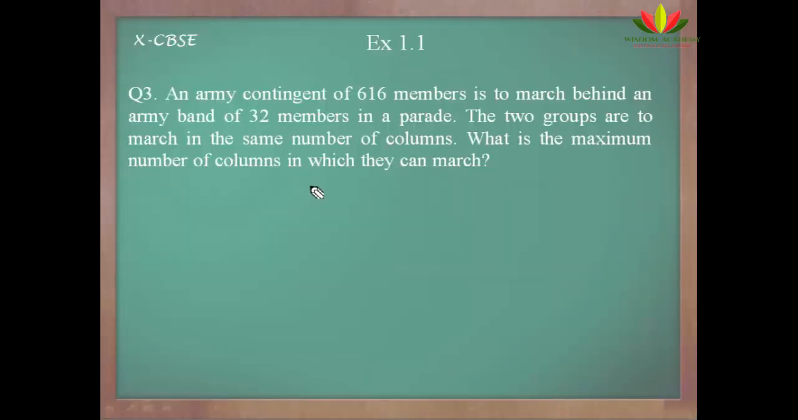Okay, so what we have to do? We want to find the HCF of these two numbers, that is 616 and 32. So this will be my A and this will be my B, because this is the largest number. So I am dividing these two numbers, that is 616 by 32. I will put it like this. 19 times, so my remainder will be 8. So 616 can be expressed in the form of 32 into 19 plus 8.